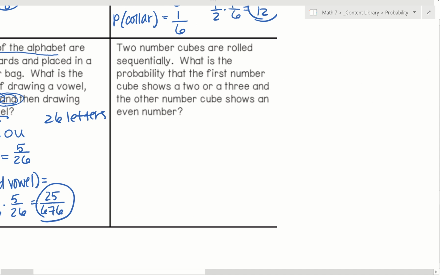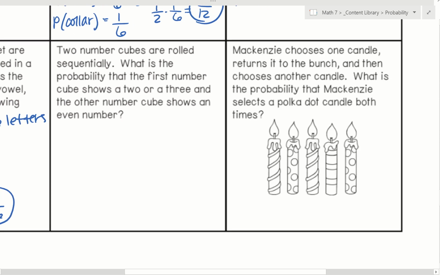And to finish this off, 2 number cubes are rolled sequentially. That means right after the other. What is the probability that the first number cube shows a 2 or a 3, and the other number cube shows an even number? So the number cube is 1, 2, 3, 4, 5, and 6. So you have 2 number cubes. They both are the same.